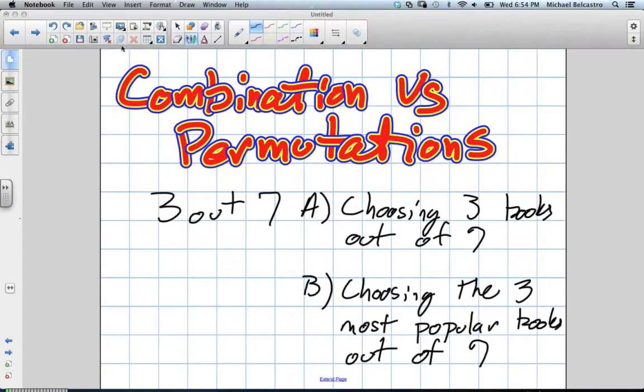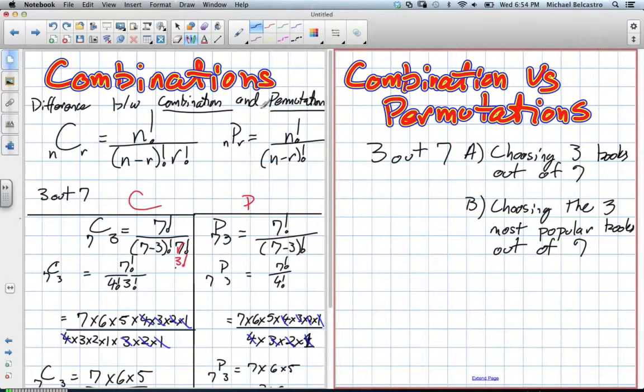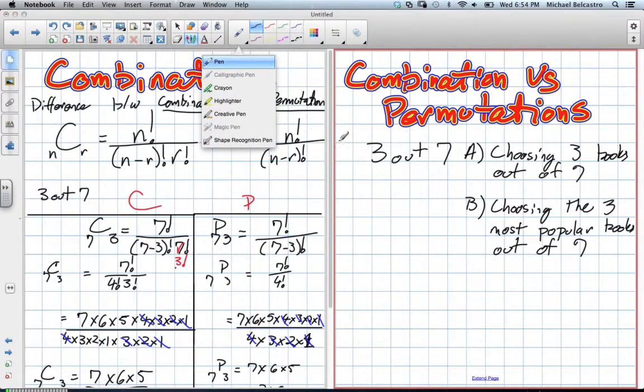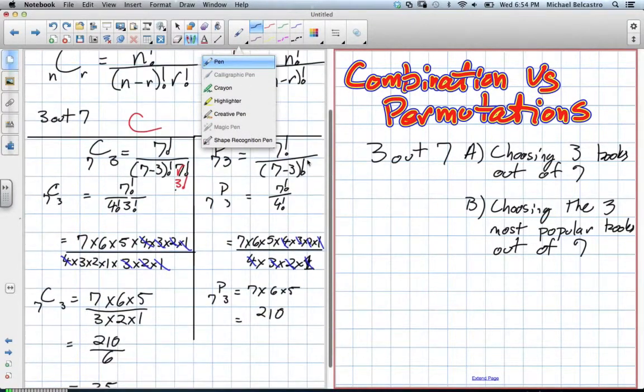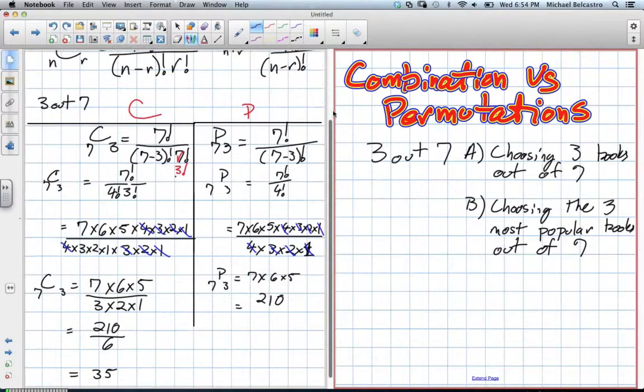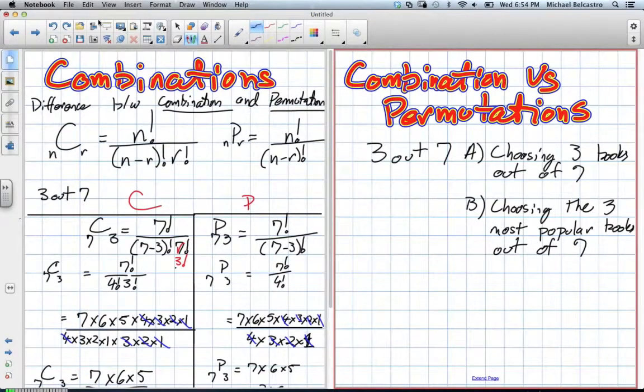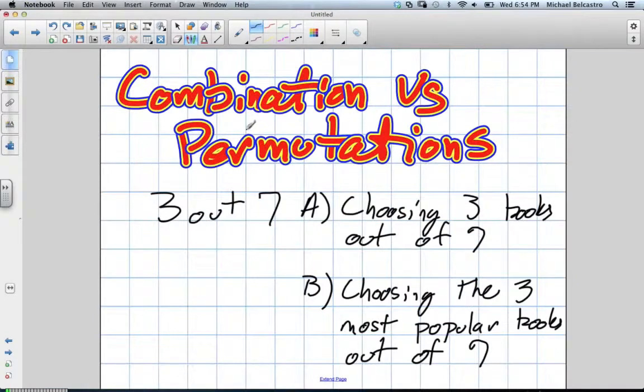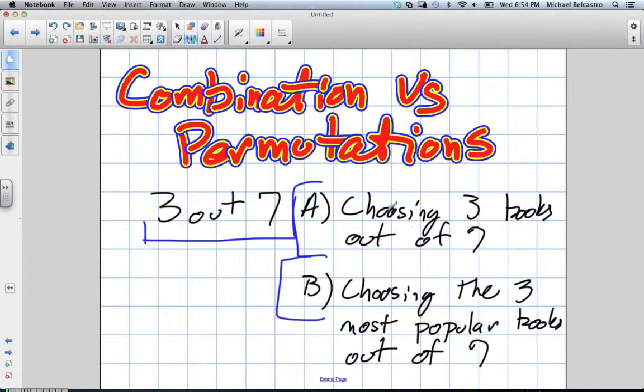Okay, so we saw the algebraic difference between these, right? We looked on our other page here. An algebraic difference, we have quite different numbers, right? The permutation gives us 210 options, where the combination only gives us 35 options. Well, when would the difference actually happen when reading a question? So we go into this question here. Again, we're going to also be working with 3 out of 7, same numbers as before, but our two options are A and B. One is choosing 3 books out of 7.